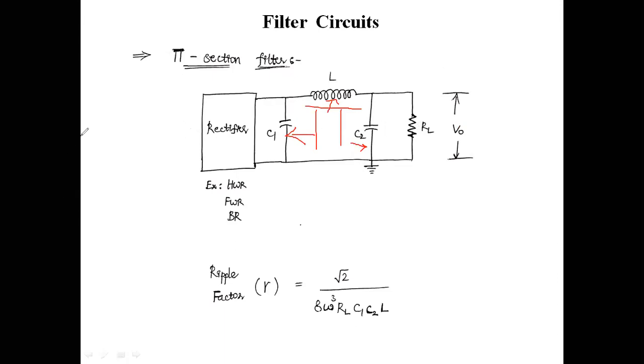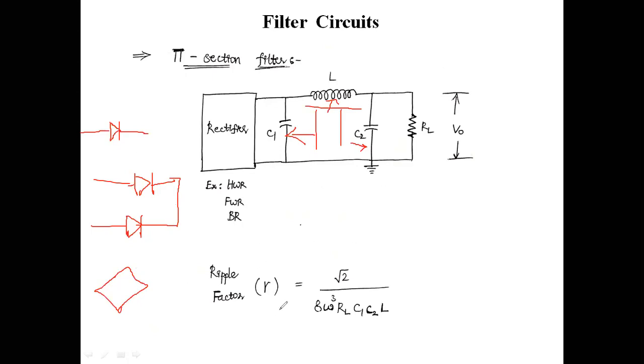If we connect a single diode in series, we can call this a half wave rectifier pi section filter. If you are connecting two diodes, we can call it a full wave rectifier pi section filter. If we place four diodes in the bridge format, I can call it a bridge rectifier pi section filter.